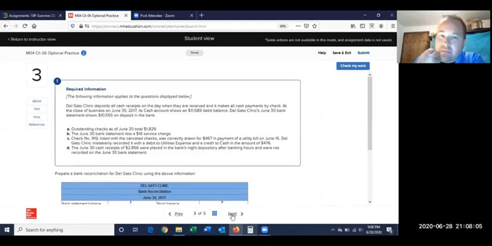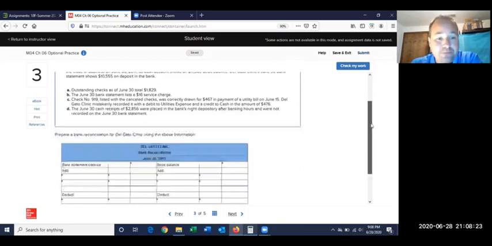Now, when we get to number 3, this is very condensed. This is not necessarily real life, but it's the best that the book can really do. We're going to see, in basic terms, how a bank rec looks. Now, this one even makes it easier than I do in my lecture examples. They don't even require you to do the journal entry. They just require you to show how the bank rec is going to be affected.